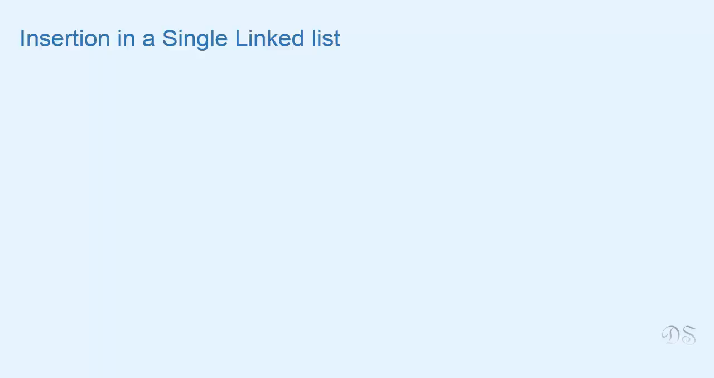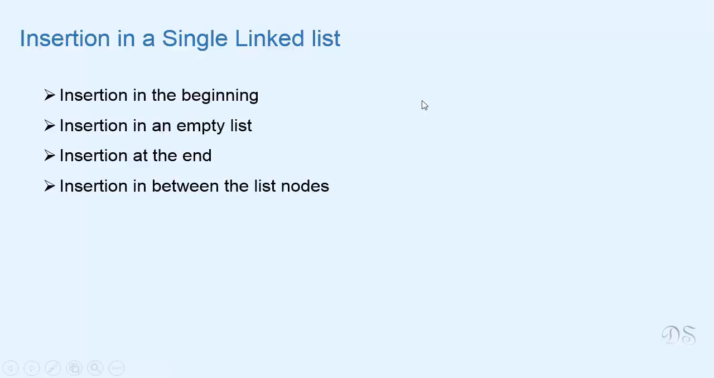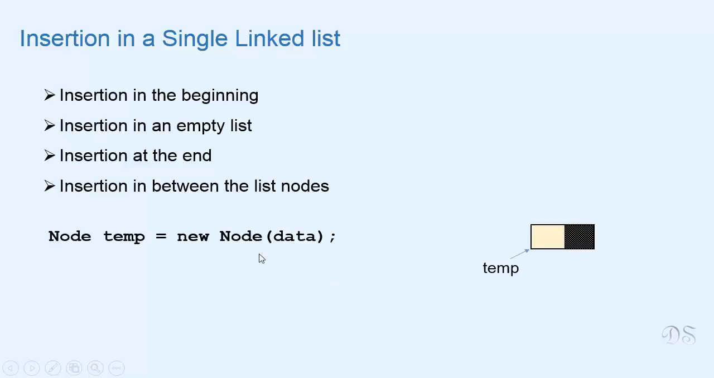In this video, we'll see how we can insert a new node in a single linked list. These are the different cases of insertion. We'll see all the cases one by one. To insert a new node, we'll allocate a node and make this reference temp refer to that node. This is the node class constructor. So this data will be used to initialize the info part and the link part will be initialized to null.